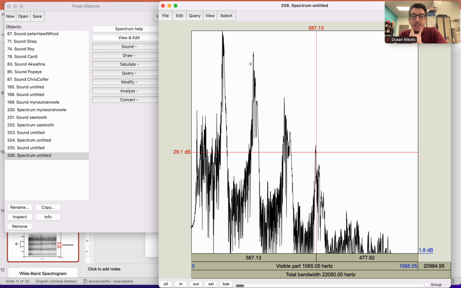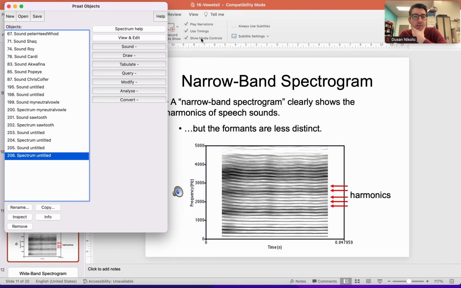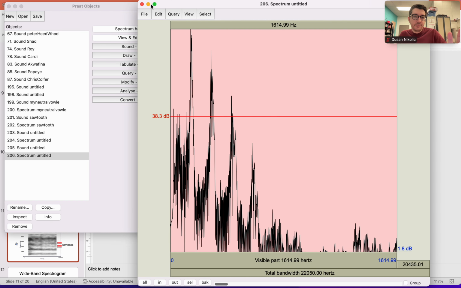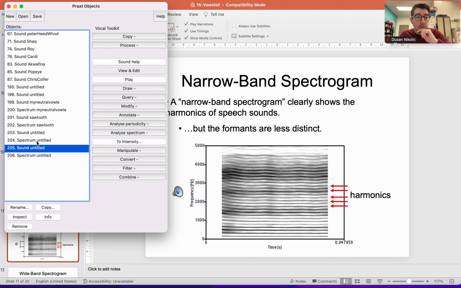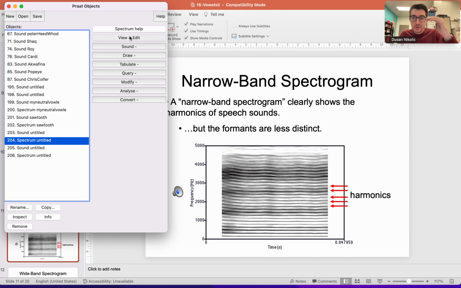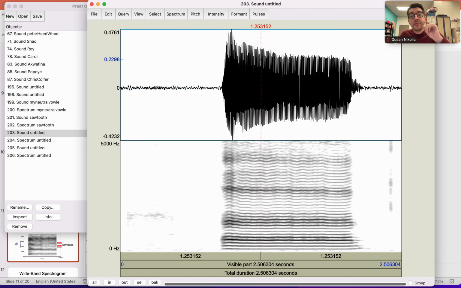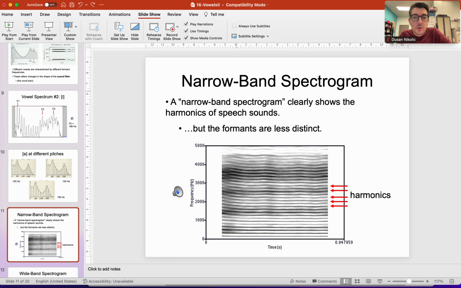For E, so this is good for taking a look at harmonics, right? But if I want to take a look, let me go back to my neutral vowel. If I want to take a look at formants, I'll need a different representation. This is what we call a narrow band spectrogram. So the formants here are less distinct, but harmonics are much more visible. So this one is good for harmonics.